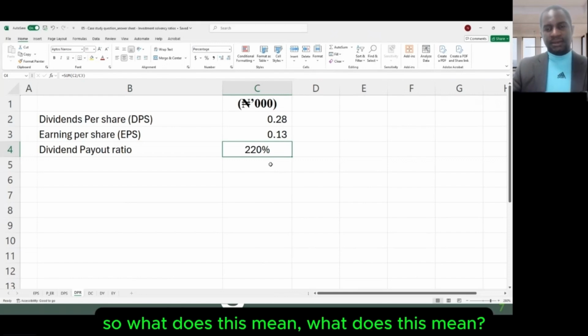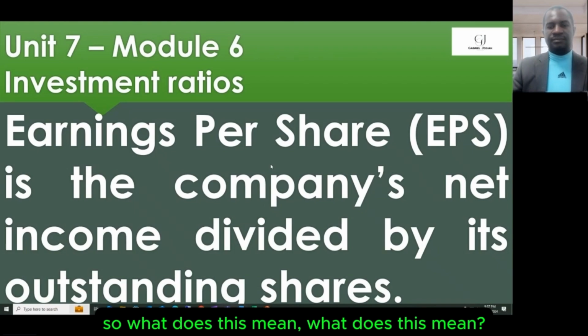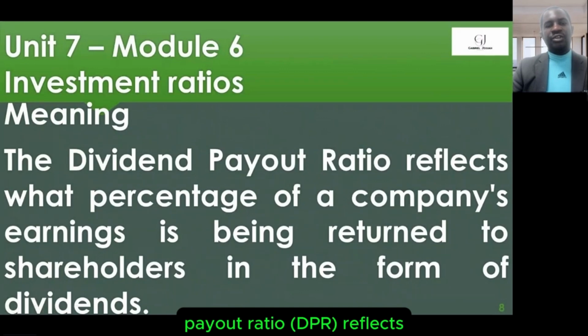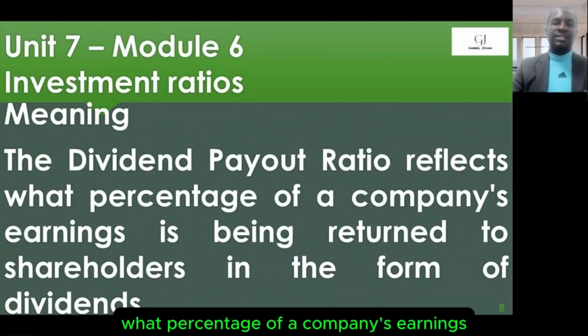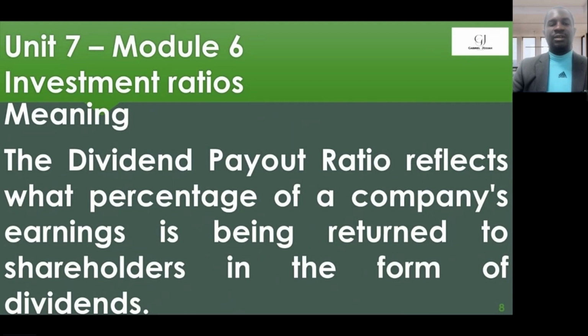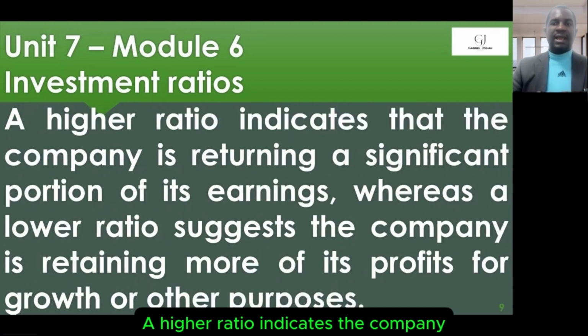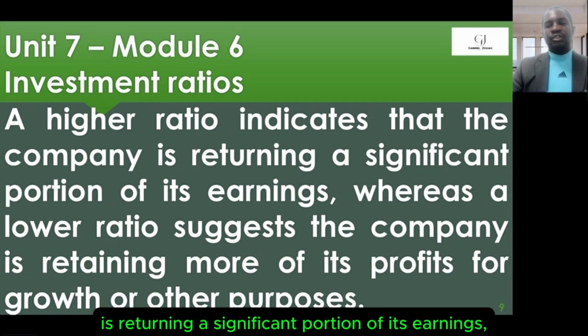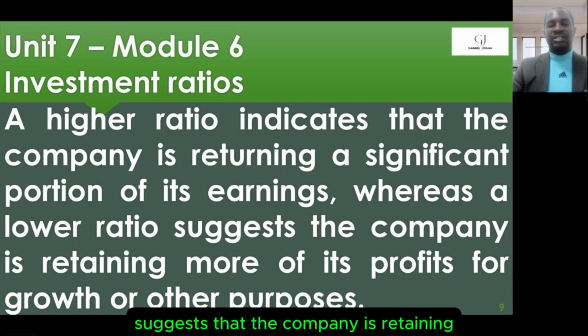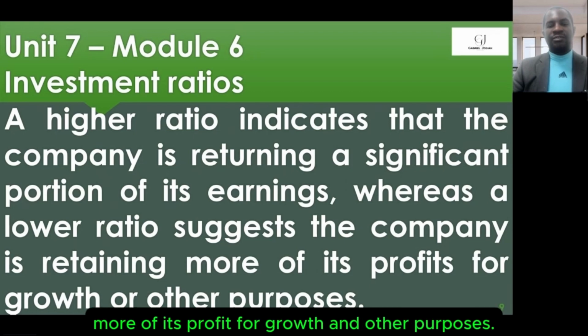So what does this mean? It means that the dividend payout ratio reflects what percentage of the company's earnings is being returned to shareholders in the form of dividends. A higher ratio indicates the company is returning a significant portion of its earnings, whereas a lower ratio suggests that the company is retaining more of its profit for growth and other purposes.